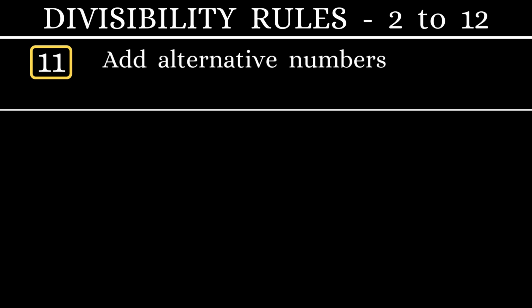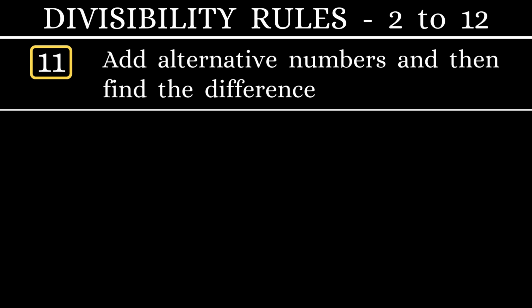Next, we'll move on to divisibility rule for number 11. Here, we'll be adding the alternate digits in the given number. Then, find out the difference between the two sums. If the result is a multiple of 11, then the original number is divisible by 11. Let's understand further with these two examples.